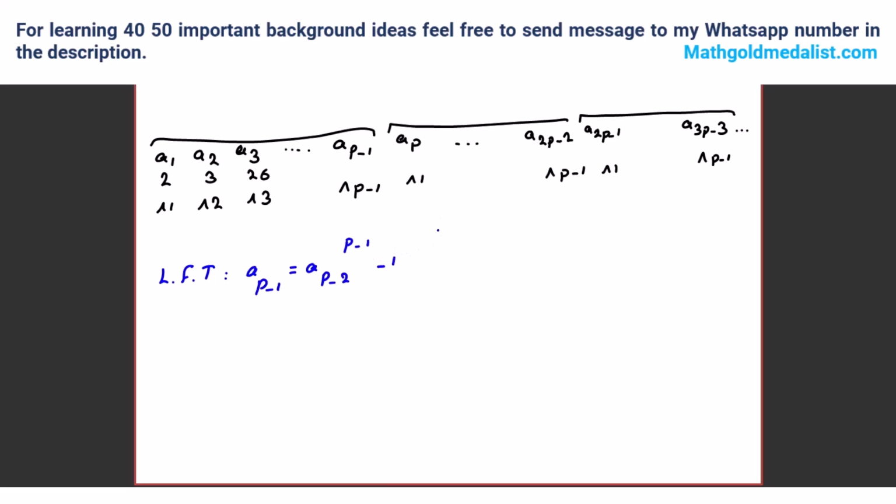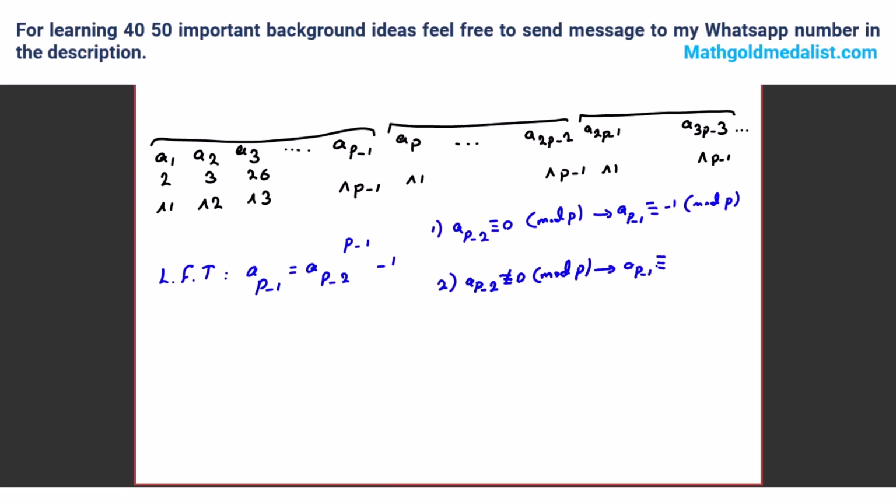So we have two cases. Case 1. If A(P minus 2) is 0 mod P, then what happens? A(P minus 1) is what mod P? Calculate this: 0 minus 1, negative 1 mod P. Case 2. If A(P minus 2) is not 0 mod P, meaning a non-multiple of P, so relatively prime to P, then A(P minus 1) would be what? This one would be 1, 1 minus 1, 0.